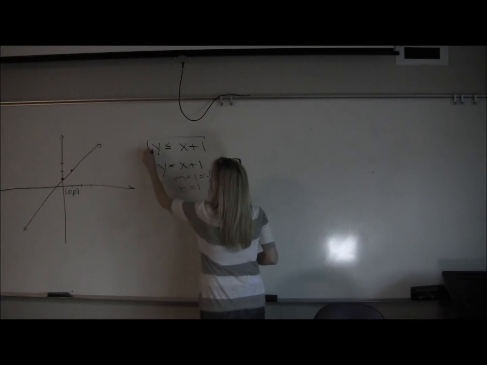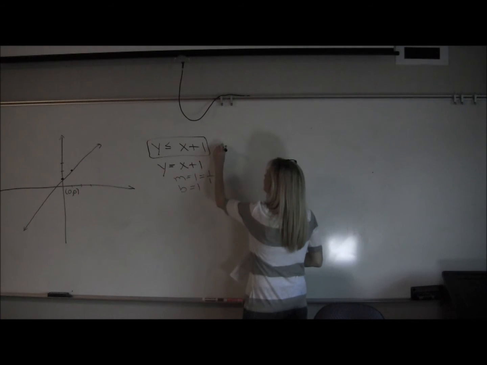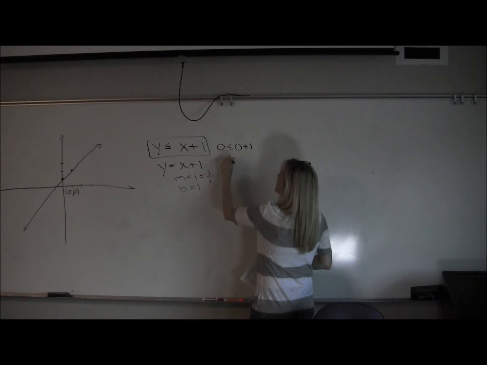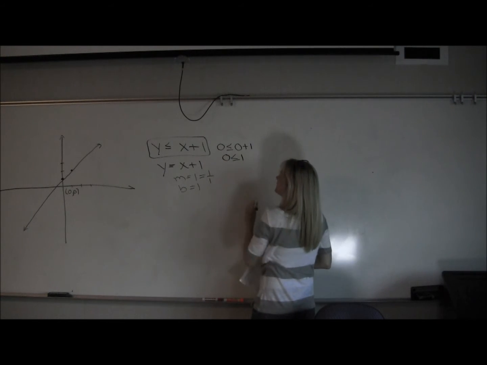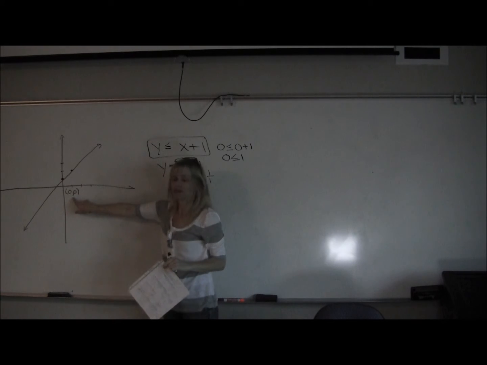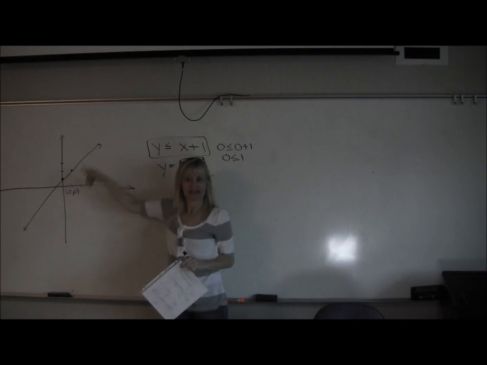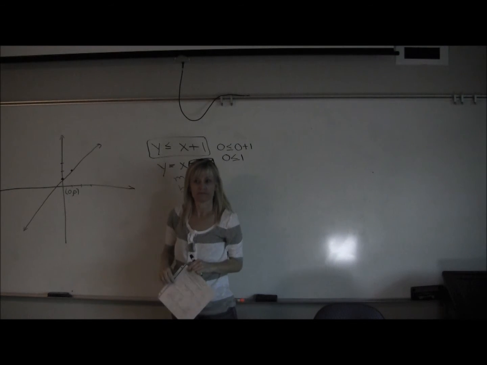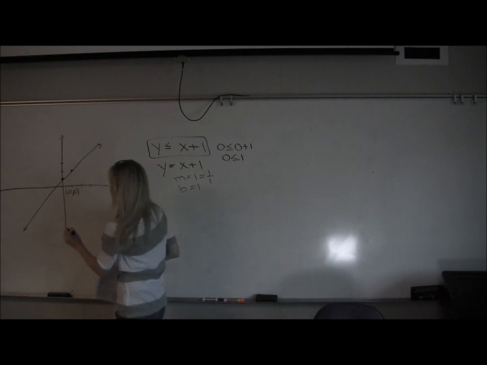We're going to put that into our original inequality. 0 is less than or equal to 0 plus 1. Oh, look, we got a true statement. If this is true, I'm going to shade on the same side where my test point was. If this hadn't produced a true statement, I'd shade on the other side. And that's how you decide how to shade.